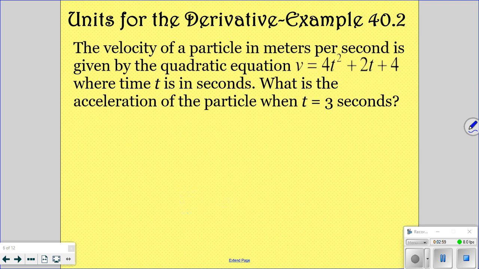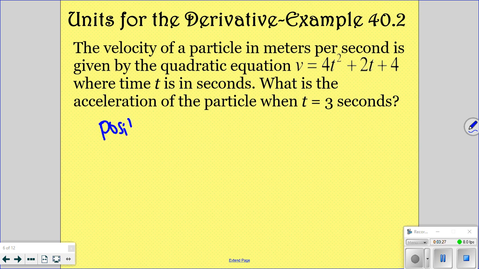Okay, looking at another one. The velocity is given by 4t squared plus 2t plus 4. What is the acceleration of the particle when t equals 3? So we are looking for acceleration. Now, you may not be aware, so I'm going to go over this. If you've taken physics, then you may already know this. If you haven't taken physics, then you may or may not know it.